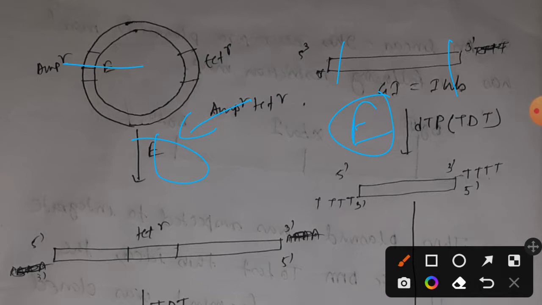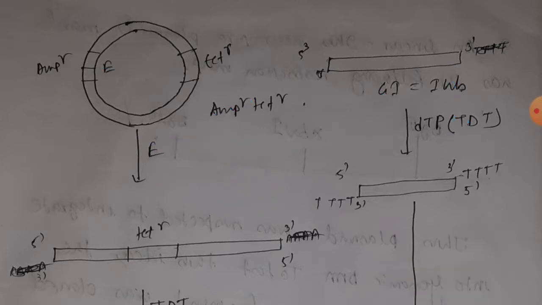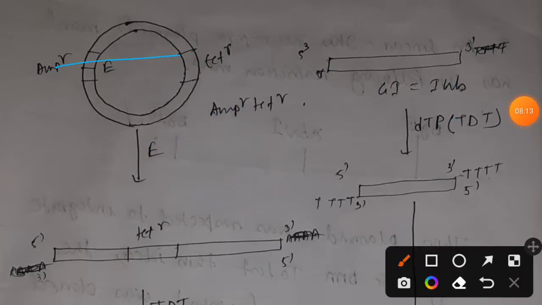Okay, clear? So we have to treat both our gene of interest containing source and our plasmid vector with the same restriction endonuclease, that is E. And as this is only one cut, because they have told us that only one restriction site is present in the plasmid, our plasmid will be linearized.